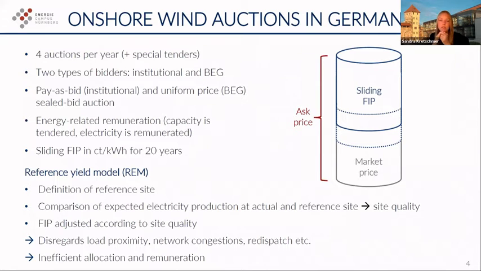But the problem is that this reference yield model does not account for other relevant aspects, like, for example, potential network congestion that might arise from the renewables expansion, load proximity, the closeness to demand centers, or the need for redispatch, which in the end leads to an inefficient allocation and remuneration because it reduces incentives to build wind power plants at efficient sites, while it also does not provide an even distribution, as we've seen in the slide before.